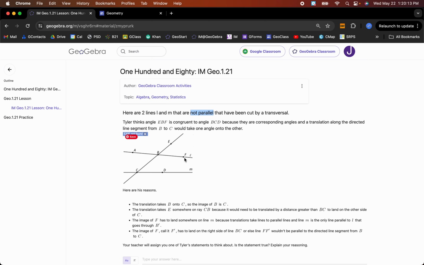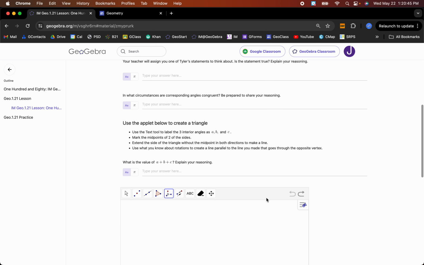It also says that F prime has to end up down here somewhere on this side of the line. It will not cross over and land on this side of BC because, well, we're not reflecting it. We're just translating it. So obviously our third statement is the problem, and the basis of that is that he says it's parallel, but it's not parallel. So there's your problem right there.